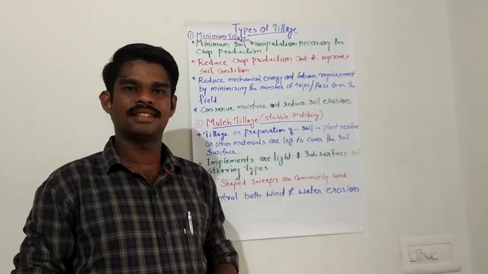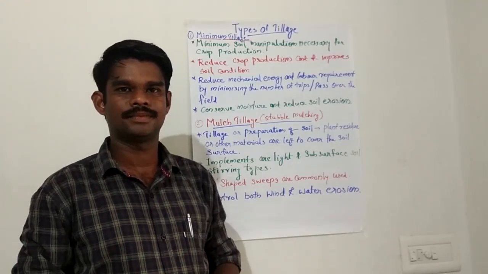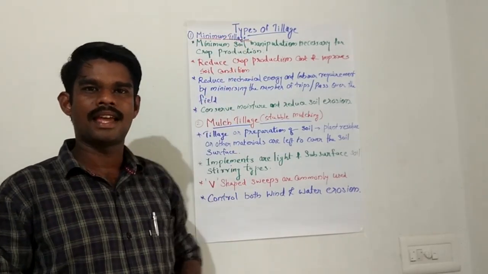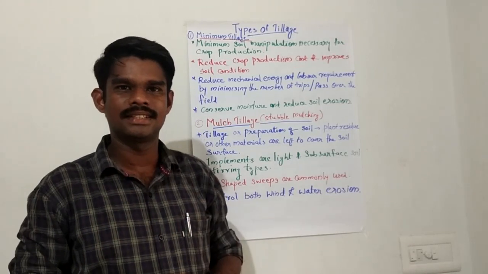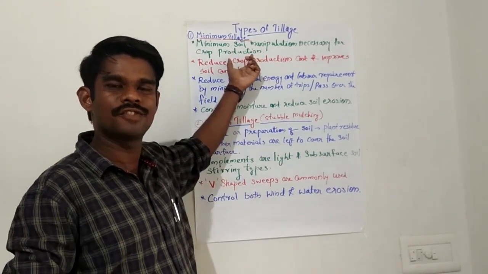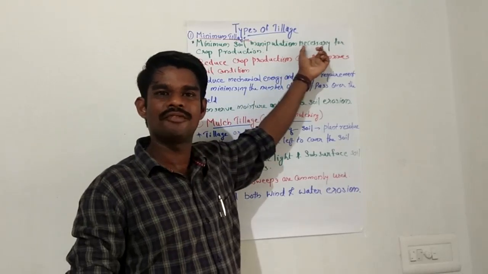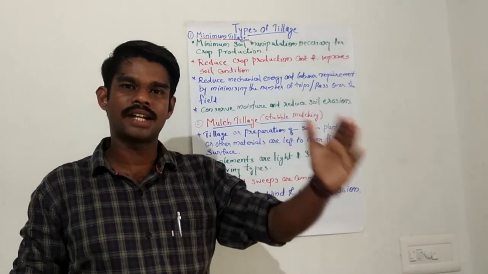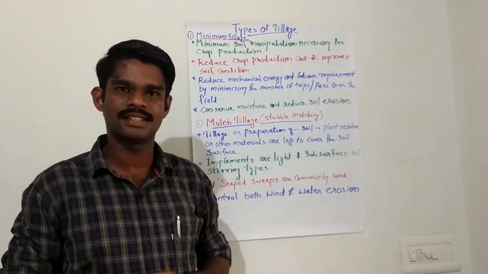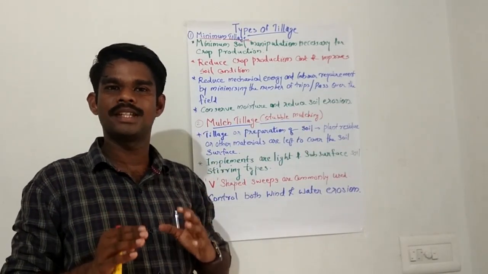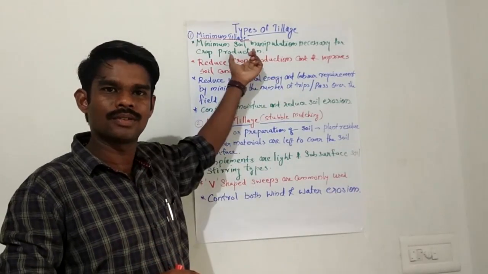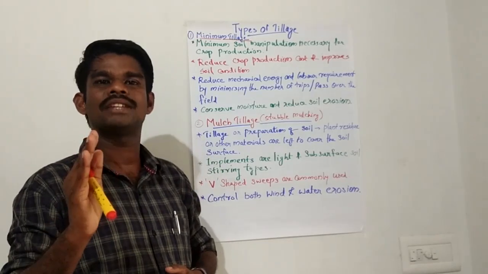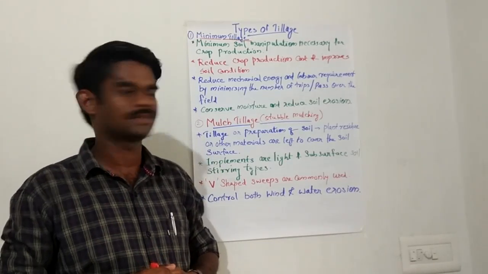Next, we will see types of tillage. First, minimum tillage. As its name indicates, it is a minimum manipulation of soil which is necessary for the crop production. So, as compared to the conventional method of tillage, the soil is manipulated in a lesser amount, or it is the minimum manipulation which is necessary for the crop growth.